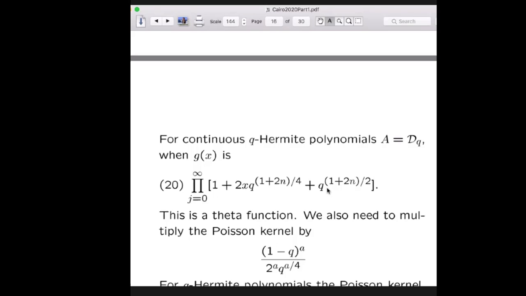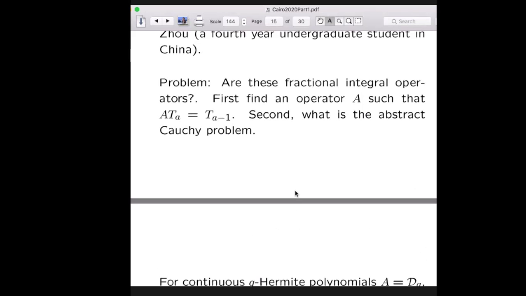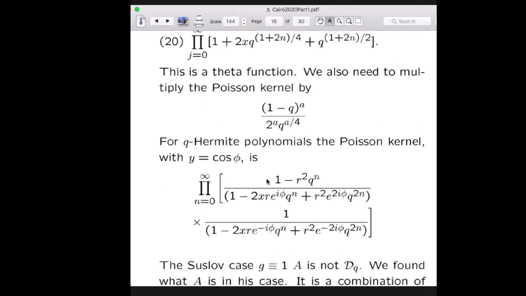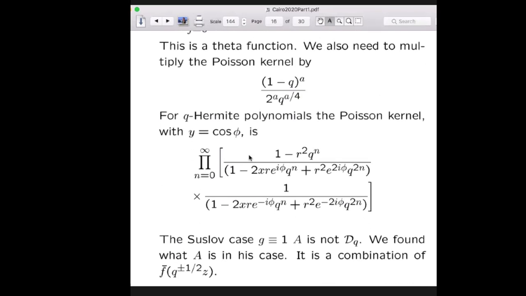So anytime you can choose G to match an operator that you have, then you've got something. Okay, so this is a theta function, as I said, and to make this a semigroup, we needed to multiply by a certain factor. And the Poisson kernel for the q-Hermite polynomials is given in closed form. It's a bunch of products, infinite products. y here is cosine phi.